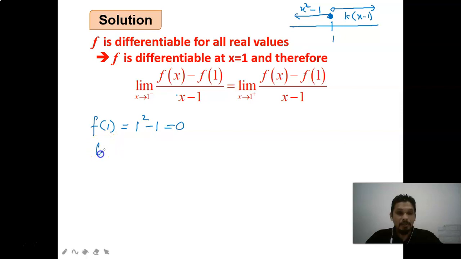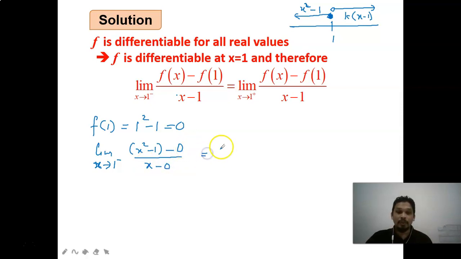Okay, so the limit x approaching 1 from the left of f(x) minus f(1), over x minus 1. It is x squared minus 1 minus f(1). Let's substitute x with 1 here: 1 squared minus 1. As you see here it is 0. So minus 0 divided by x minus 1.